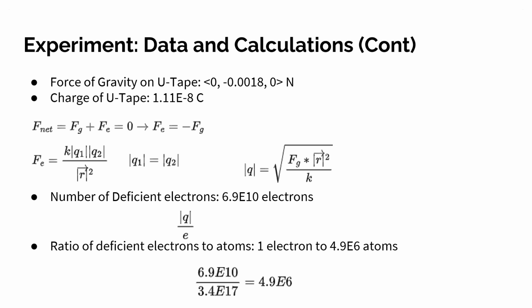For the number of deficient electrons, you can see there I divided that charge by 1.6 times 10 to the negative 19th, which is just the magnitude of the charge of an electron. Got that to be 6.9 times 10 to the 10 electrons, and then just set up a ratio to find deficient electrons to atoms, divided that, and got 4.9 times 10 to the 6th atoms.